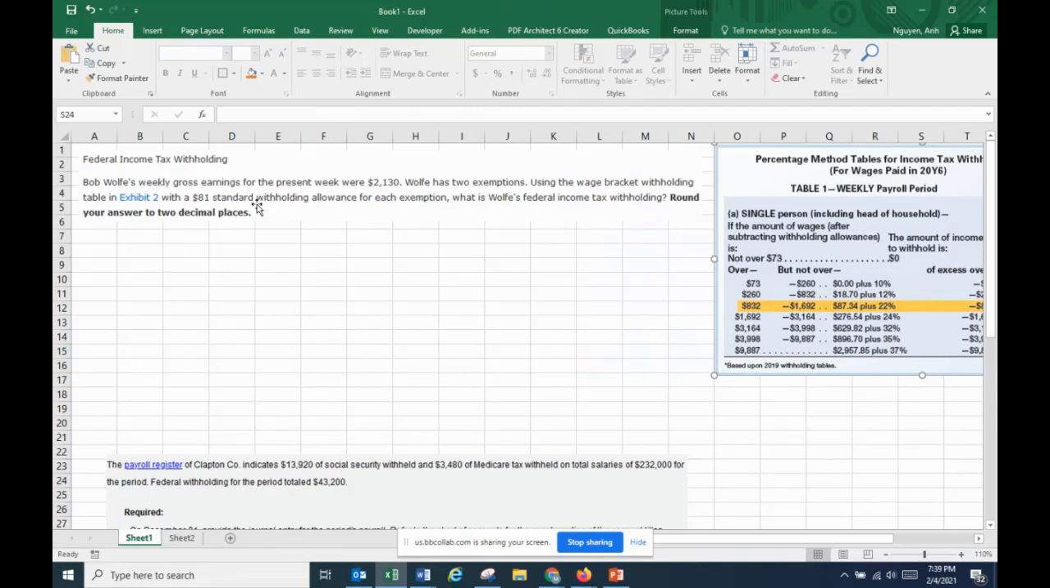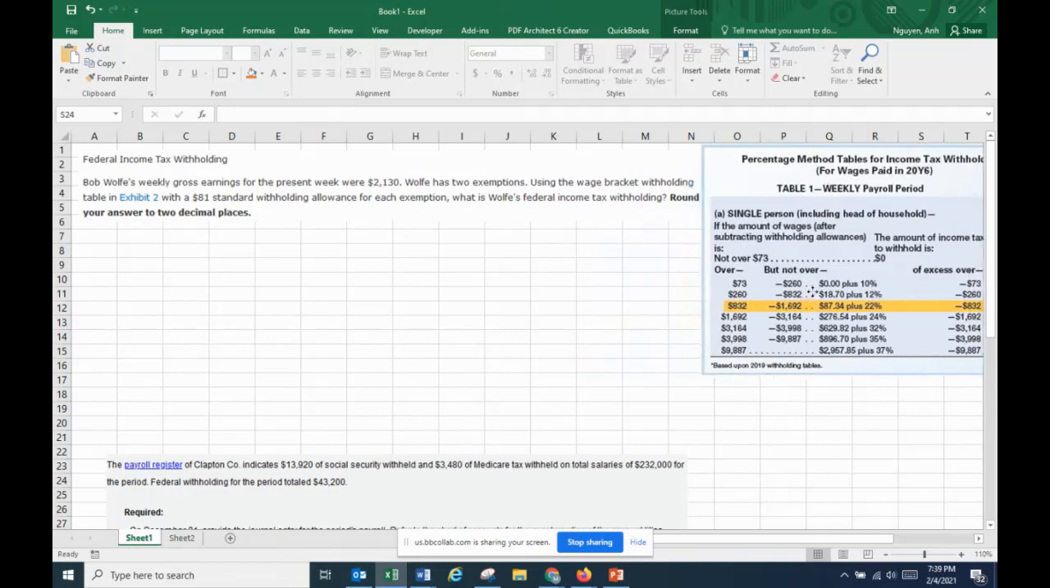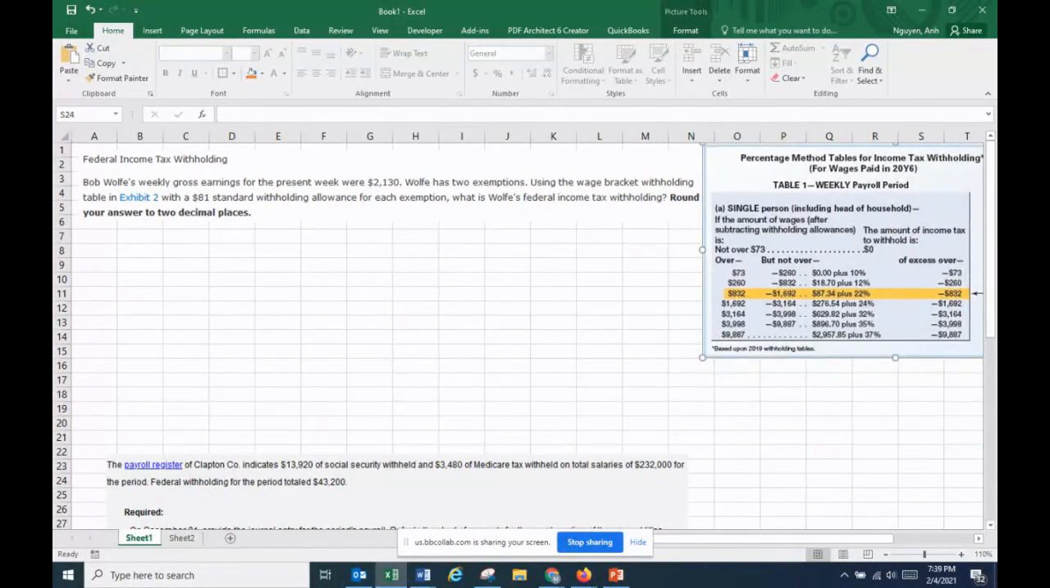We need to calculate the federal income tax withholding for this employee, and round the answer to two decimal places. So how do we do that? Just take a moment to process this information. The best way is to lay out all the information. Total wage payment is how much? $2,130, as given in the problem. How many allowances?